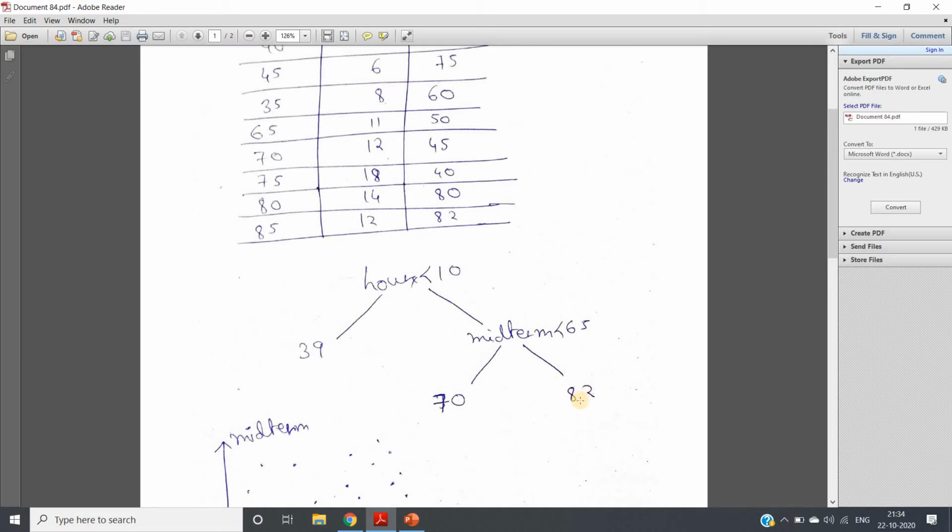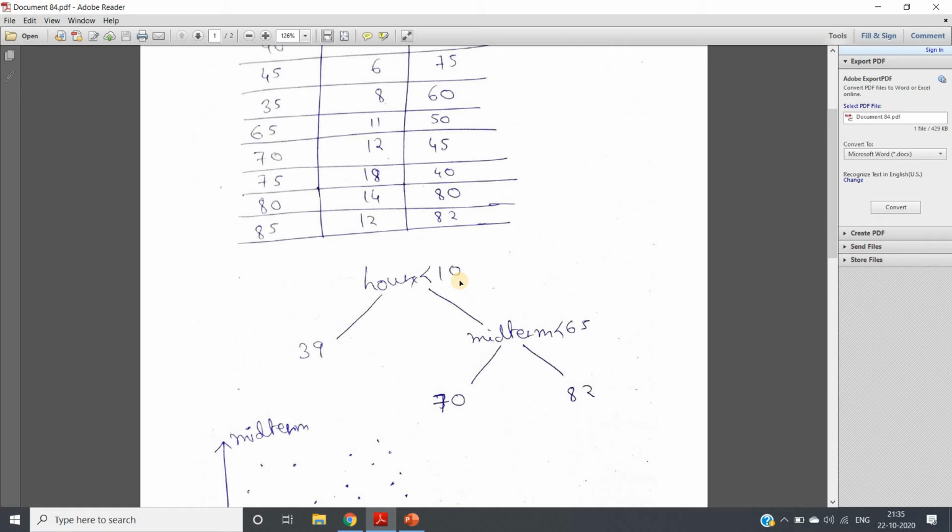Now you might think, based on which parameter is the algorithm deciding the splitting has to be done first? Like here, why are we choosing hours, why are we not choosing midterm here? And one more question: if we are choosing hours, okay, why 10? It can be 12, it can be 13, it can be anything, but how is our model so specific about this particular decision? That's what I am going to discuss.